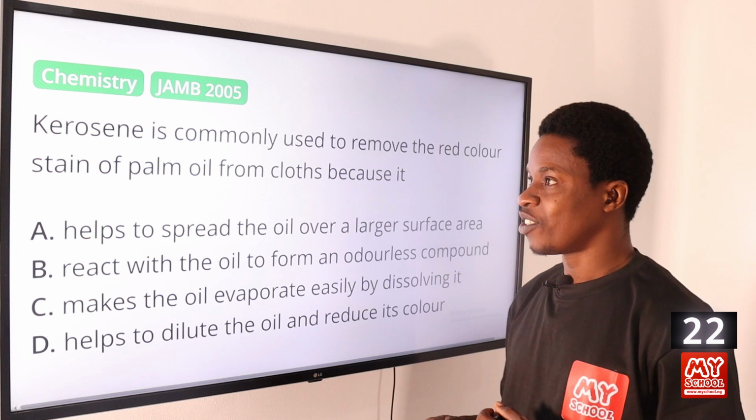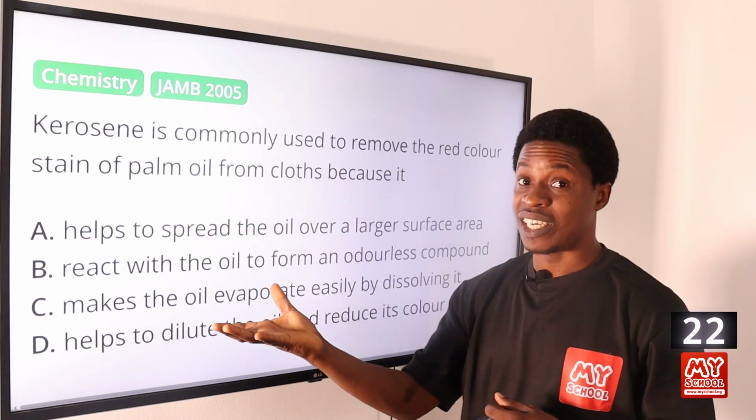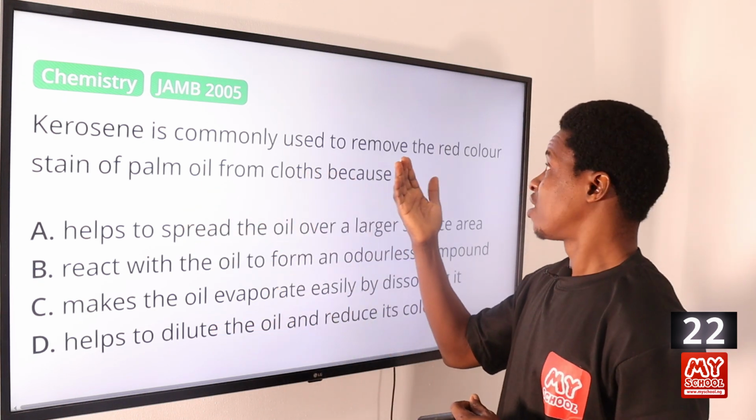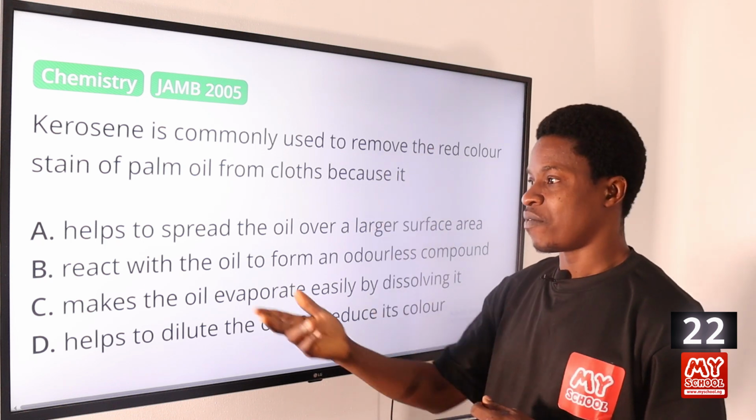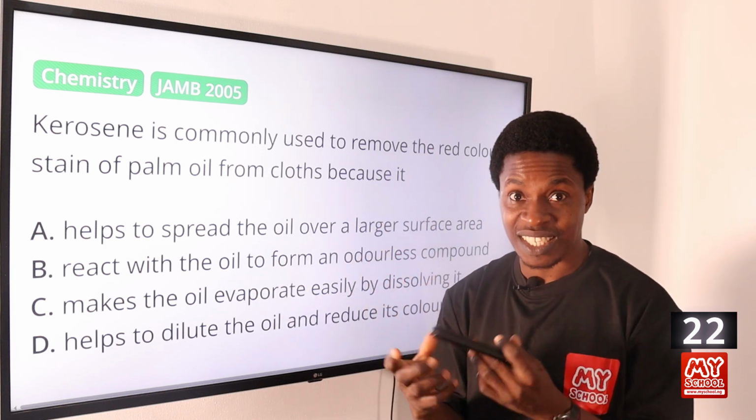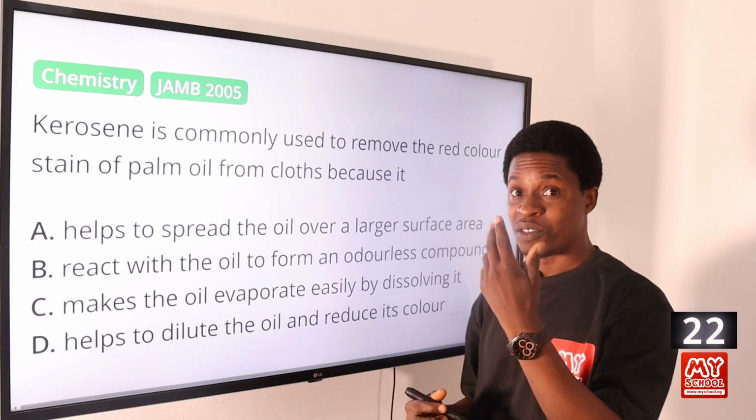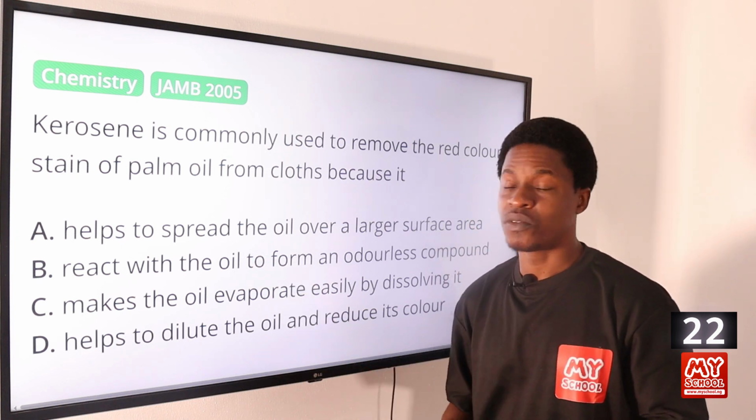The odor has nothing to do with the stain removal, okay? We're talking about what makes it remove the red color stain. So if it removes odor, what happens to what we can see? Odor and what we see do not have any correlation. So option B is also eliminated.